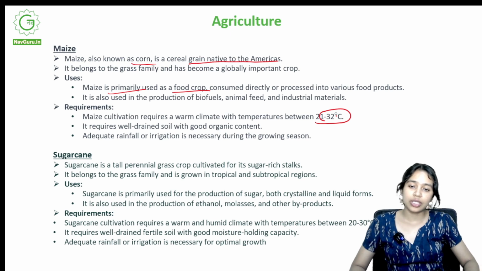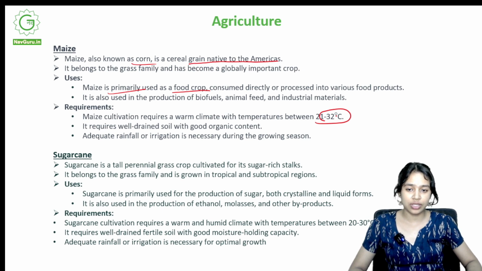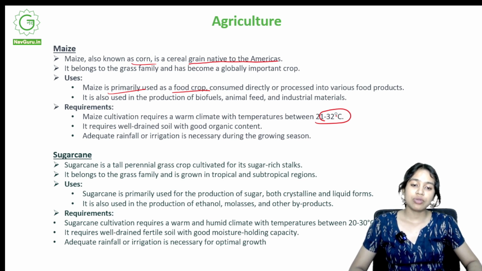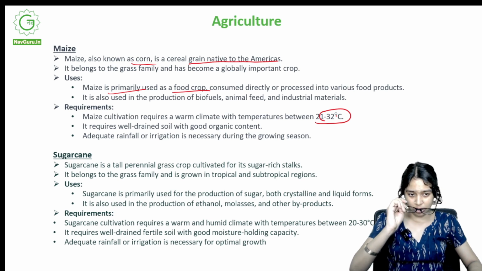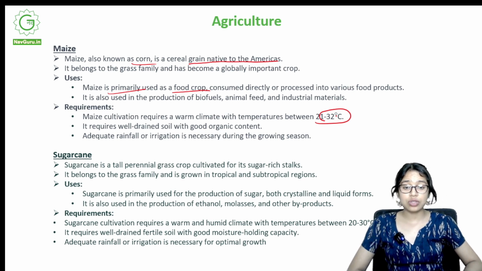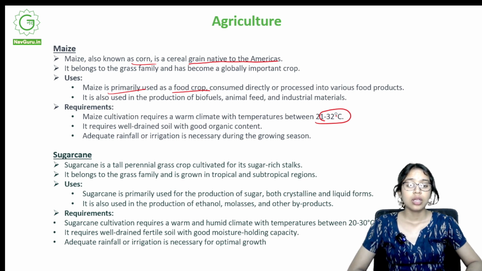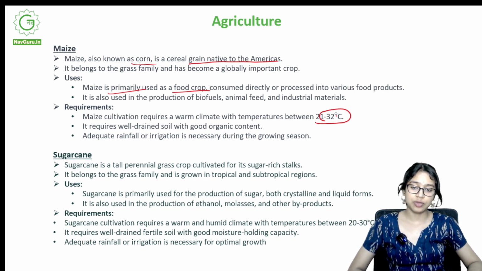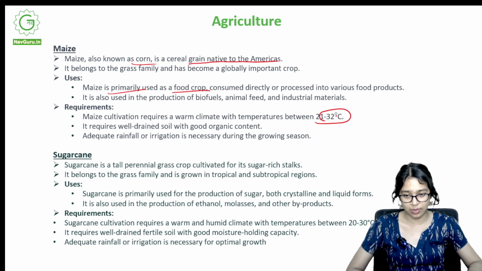Sugarcane. Sugarcane is a tall perennial grass crop cultivated for its sugar-rich stalks. It belongs to the grass family and is grown in tropical and subtropical regions. Uses. Sugarcane is primarily used for the production of sugar, both crystalline and liquid forms. It is also used in the production of ethanol, molasses and other byproducts. So while majorly it is used for production of sugar, both crystalline and in liquid form, it is also used in the production of ethanol, which is a kind of alcohol, and molasses and other byproducts as well.